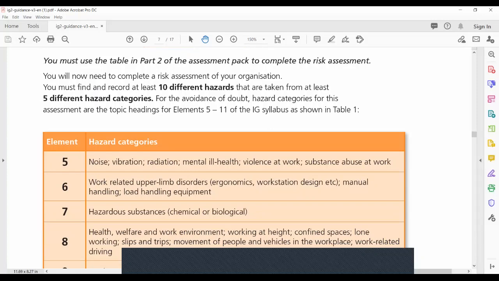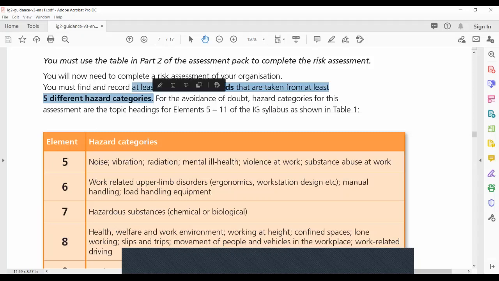You will now need to complete a risk assessment of your organization. You must find and record at least 10 different hazards that are taken from at least 5 different hazard categories. Guys, this is very, very important to remember. So you must find and record at least how many? 10 different hazards. This is at least, which means you can find more as well. You can do 12, 13, 14, whichever you want.